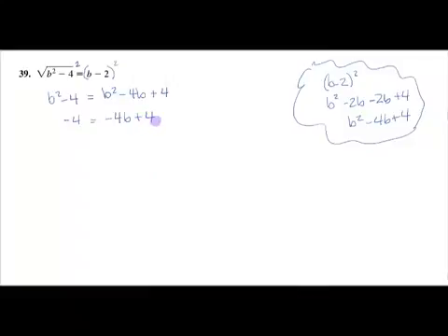Now I'm going to subtract 4 from both sides. That gives me a negative 8 equals negative 4b. When I divide both sides by negative 4, it gives me b equals 2. Of course, we'll need to check.